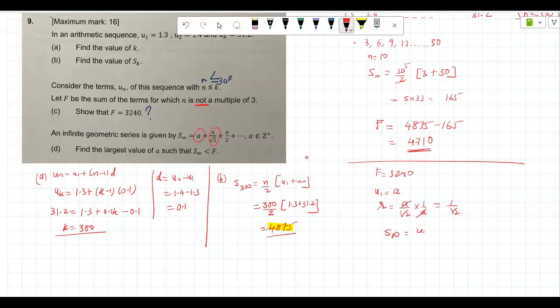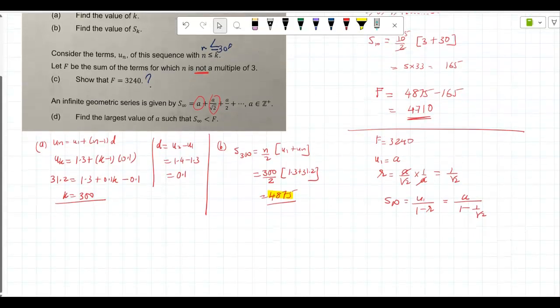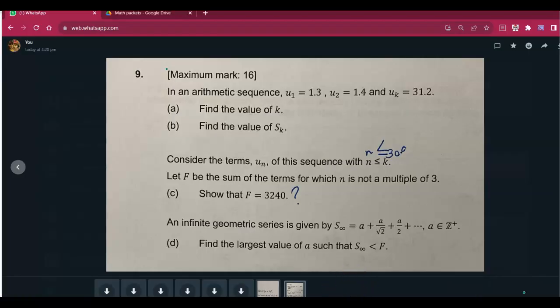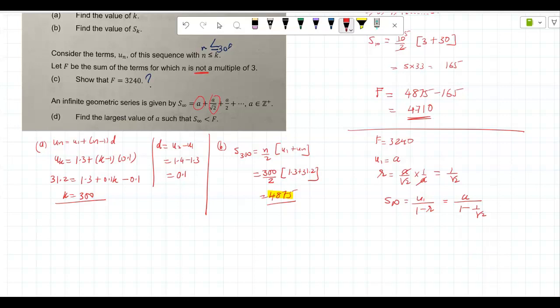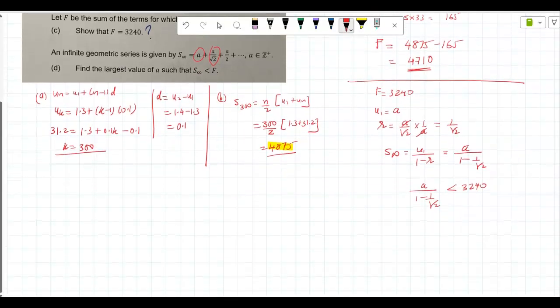So the sum of infinite terms is U1 upon 1 minus r. This should be less than 3240. Solve for A basically. You can just cross multiply. So A is less than or equal to 3240 times (1 minus 1 upon root 2).